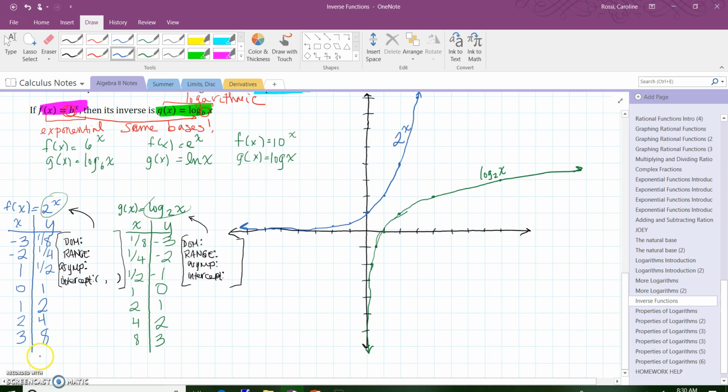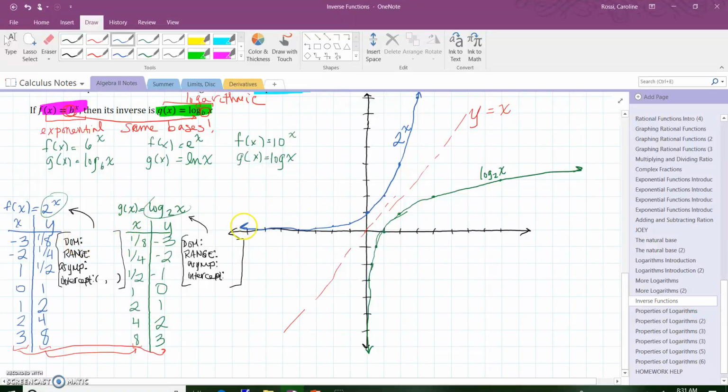Time to take a look. All right, so you should have the following here. Make sure your tables are good, make sure your graphs are good, and hopefully you realize that these are definitely reflections over the line y equals x. They're perfect mirror images of one another over this line. Whatever x was here, y was here. Whatever x was here, y was there. Whatever y was there, x was there. So the domain, range, asymptotes, and intercepts are really important. So let's check how you did on those.